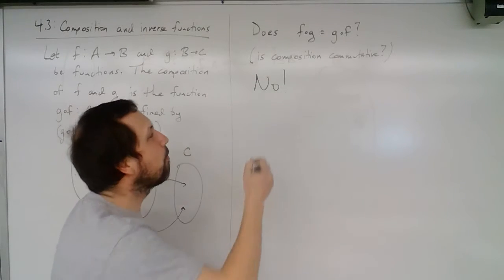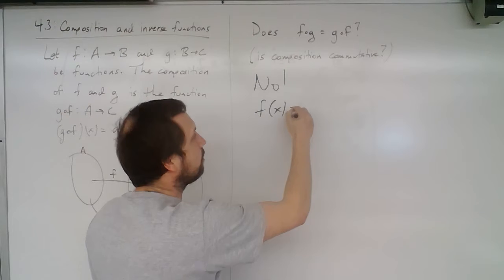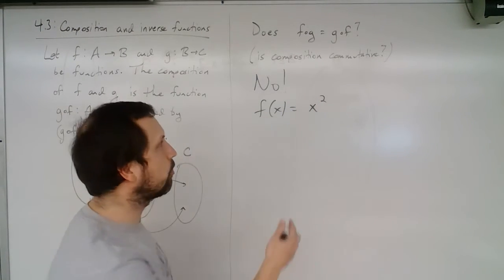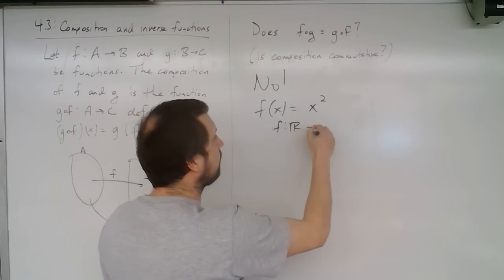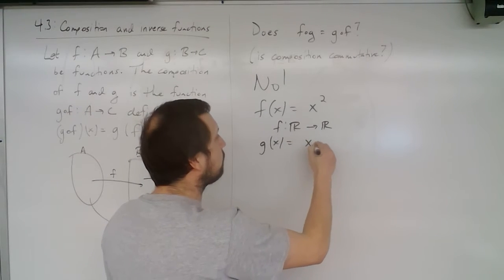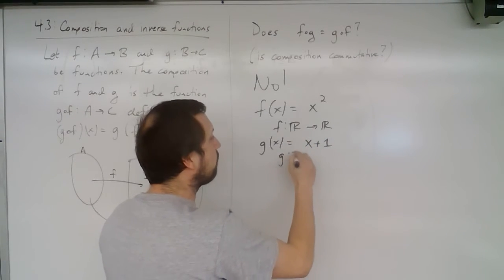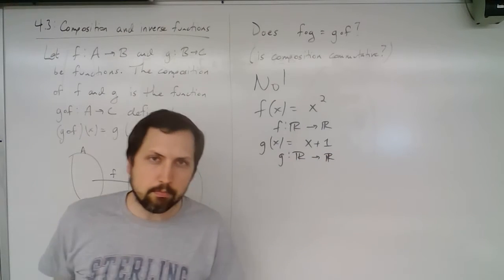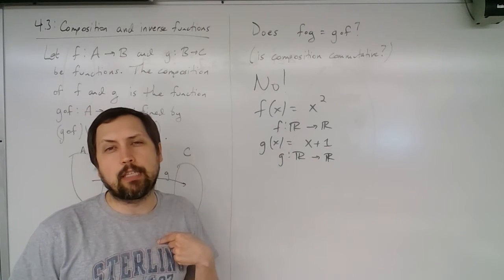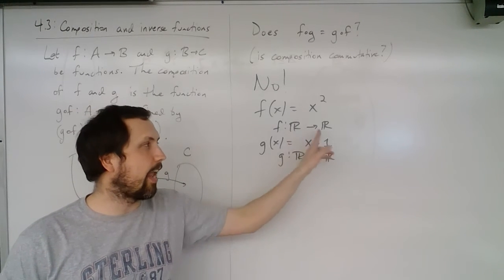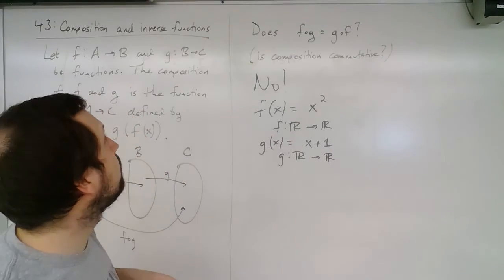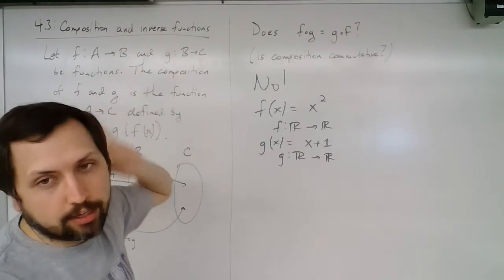Good job, everyone. So what we should be thinking about are some examples that show this. Let's say f of x is equal to x squared, where f maps the reals into the reals, and then g of x, let's say this would be something like x plus 1, and g maps the reals into the reals. As a piece of advice, usually with these, if I can do reals to reals, I'll do reals to reals. It just makes it a lot easier. Then I don't have to worry about these matching up.